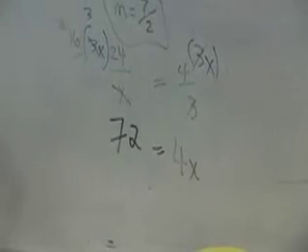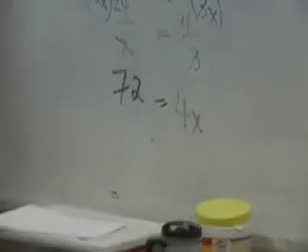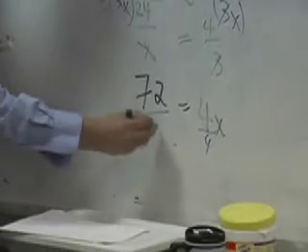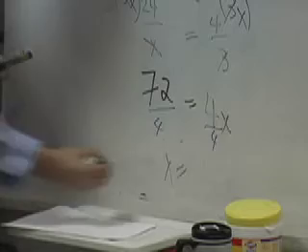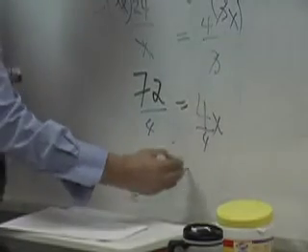And now we're almost done. What do we do on both sides? Divide by what? 4. Yeah, the standard stuff. X equals what? 18?